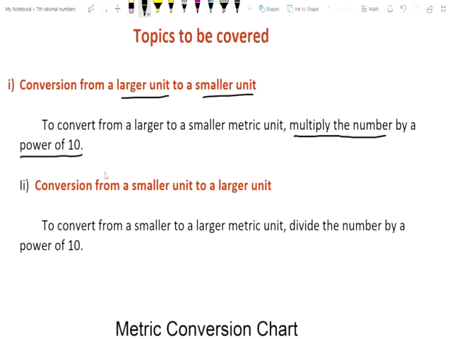And the second one, conversion from a smaller unit to a larger unit. Small to large if you go, what do you want to do? You have to divide the number by a power of 10. Divide by 10, divide by 100, divide by 1000, like that. So while larger to smaller you multiply, smaller to larger you divide. These two things you keep in your mind. See the metric conversion chart.